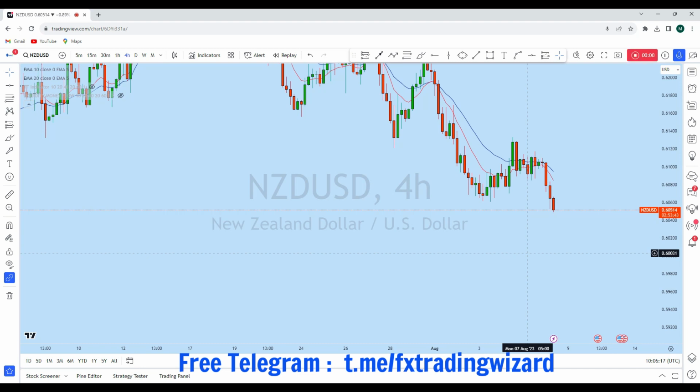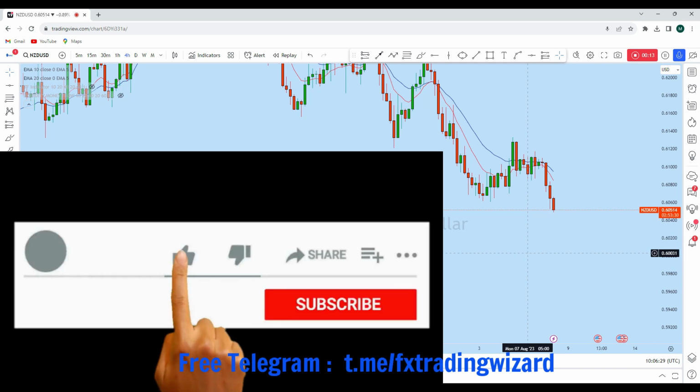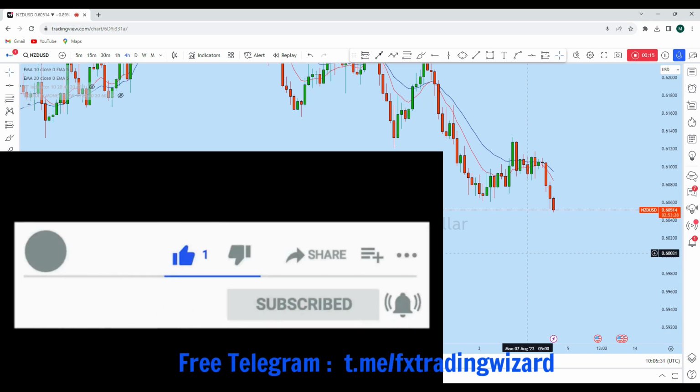Hello trader, I'm going to do a complete multi-time frame analysis on NZDUSD. Let's see what kind of trading opportunity we currently have in this instrument. From the lower time frame, we can see that NZDUSD is currently showing a significant trading opportunity.